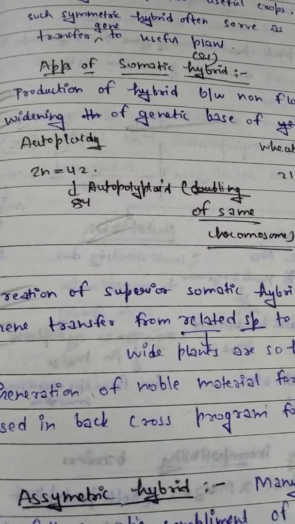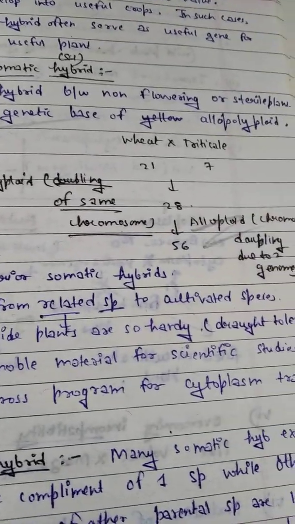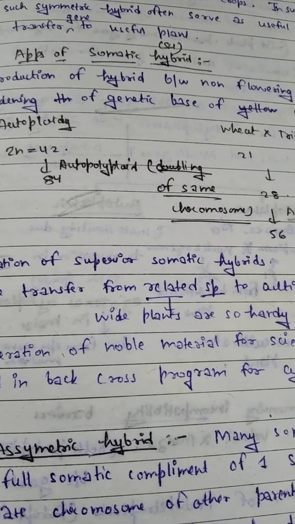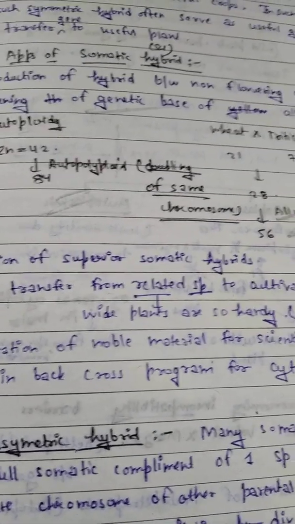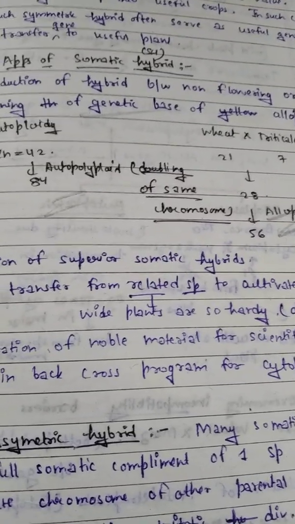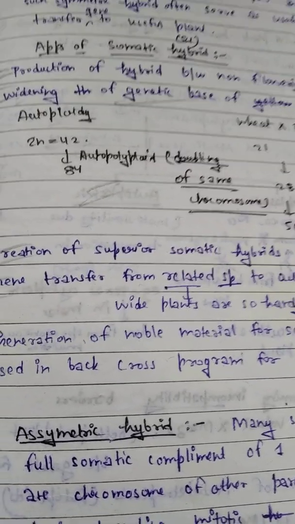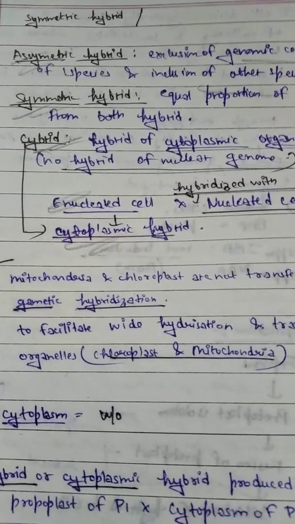And students, some applications of somatic hybrids are the production of hybrids between non-flowering or sterile plants. If you want to produce a hybrid between non-flowering or sterile plants, you can use a somatic hybrid. It widens the genetic base, like wheat into rye, you get triticale. So it is a somatic hybrid.